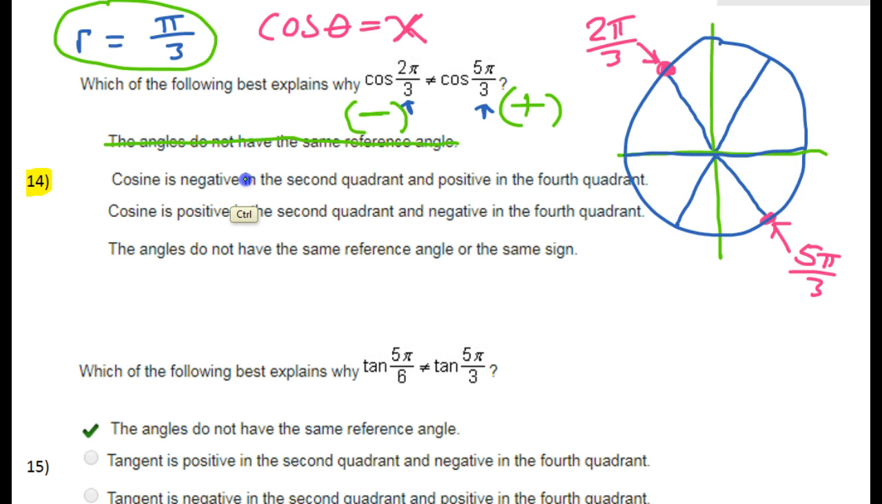Cosine is negative in the second quadrant. That's true. And positive in the fourth quadrant. That's true. That's what we just discussed. So I'm not even going to look at the other answers. I already know that the second one is the answer. Boom. So there you go. That's how you do number 14.